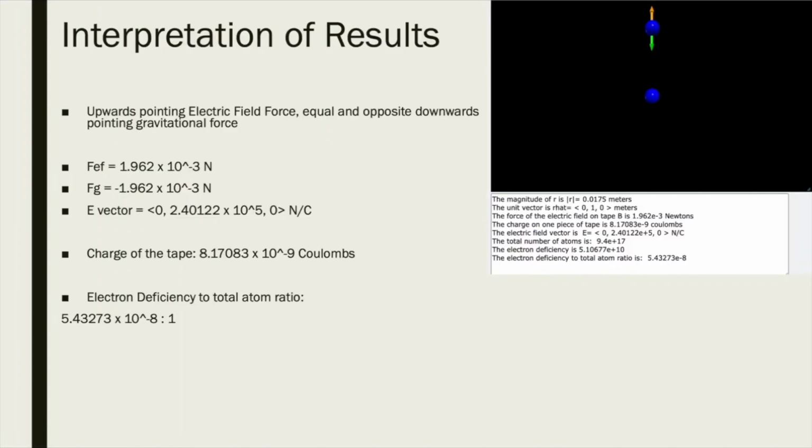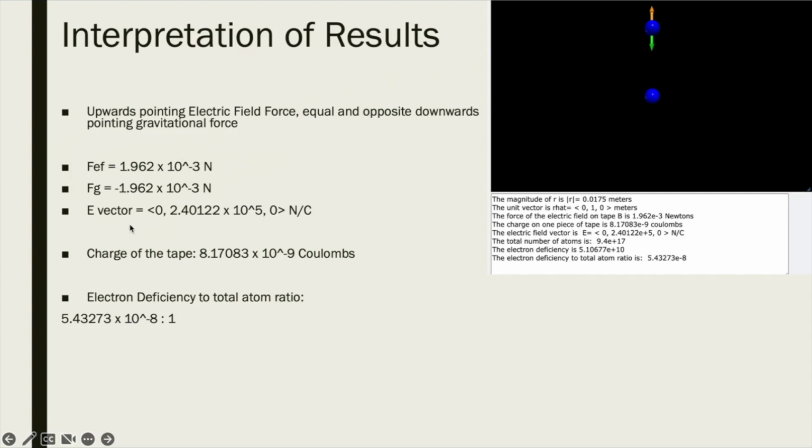Next, we move into some of our results. As you see, the model generated, we had an upwards pointing electric force, the orange arrow, and an equal and opposite downwards pointing gravitational force. As seen with the values here, we had 1.962 times 10 to the negative third newtons, and the negative of that was the gravitational force.